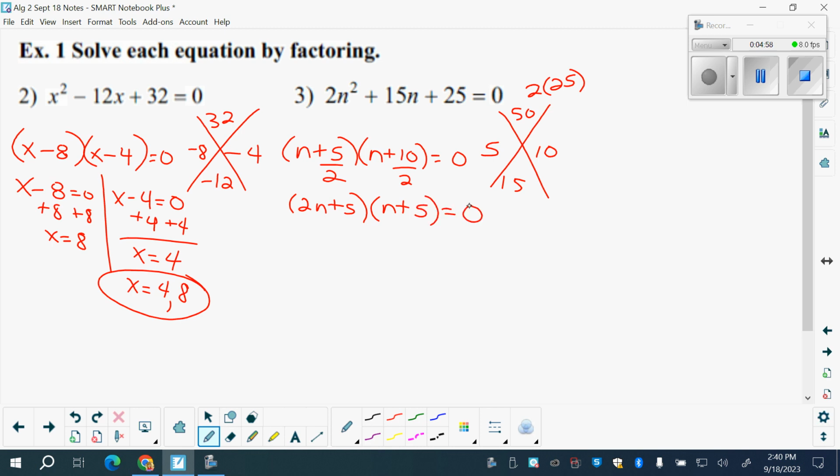And now what's our next step? Omar, do you know what the next step is? So it's equal to 0. What did we do here? Once we got to this, we went... What's this called when we go from here to here? The property. It's the name of the property. What's the property? Yeah, it's the zero product property. So we're going to use our zero product property now. We're going to take 2n plus 5, set it equal to 0, and n plus 5 equals 0. Does that make sense? Okay.